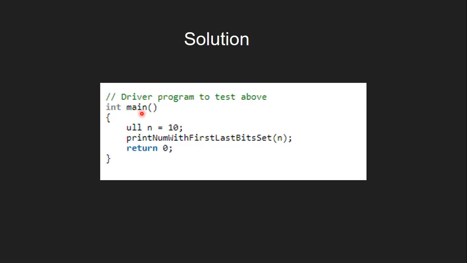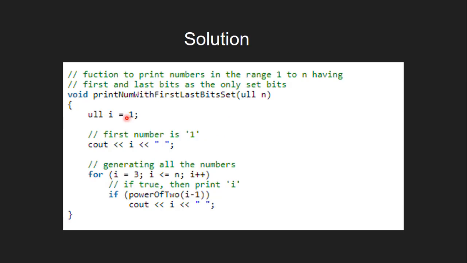Here in the main function, we call the function printNumWithFirstLastBitsSet, and we pass the value n to it. Here in the function, i is a variable of unsigned long type, and we initialize i with 1, and we print the value of i straight away, that is 1. Now we run a loop from i equals 3 to n, and in each iteration we check if i minus 1 is a perfect power of 2 or not.